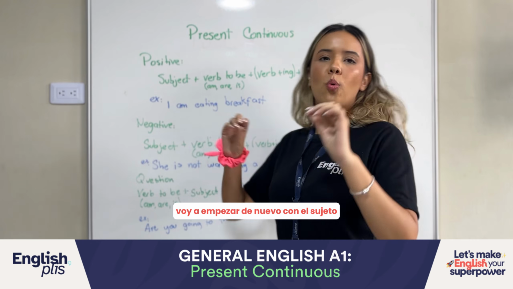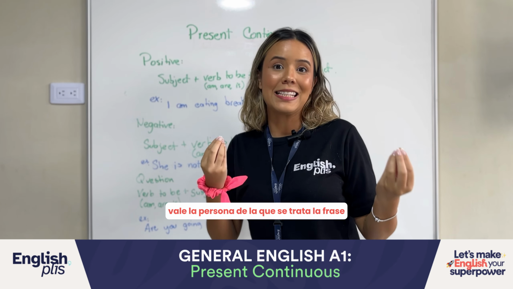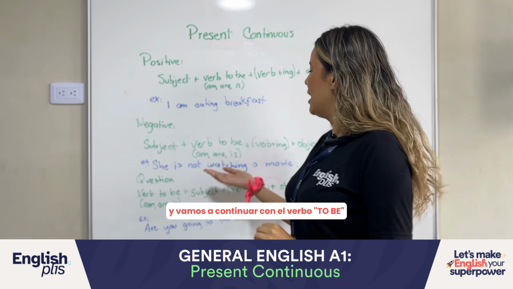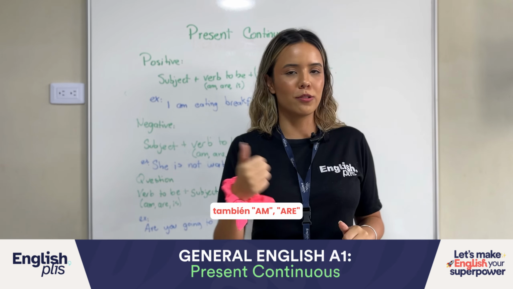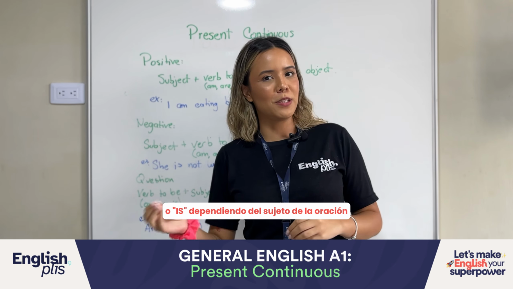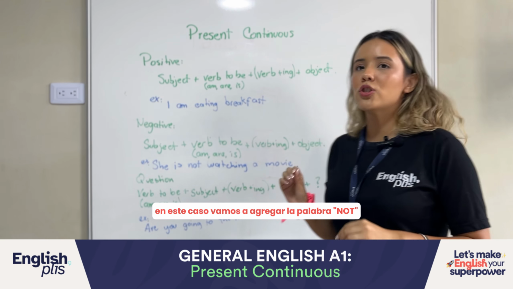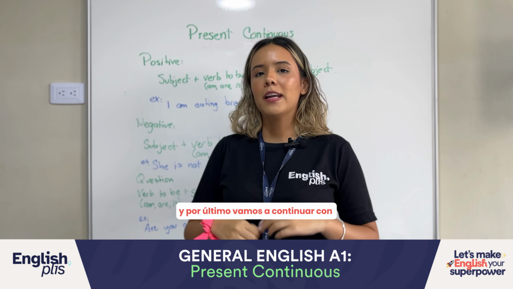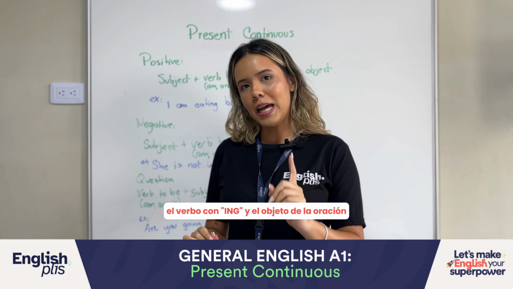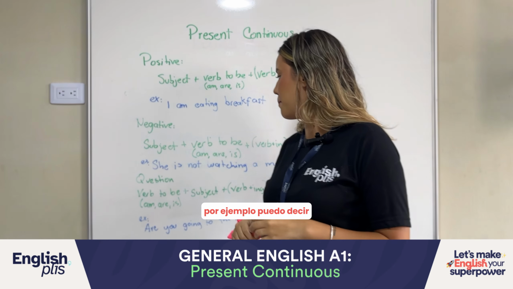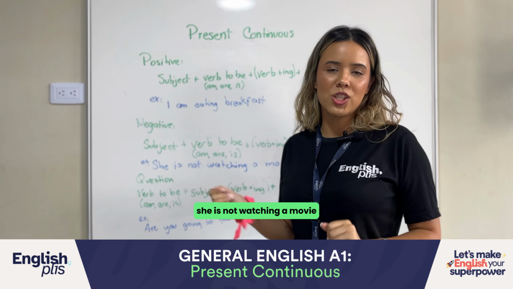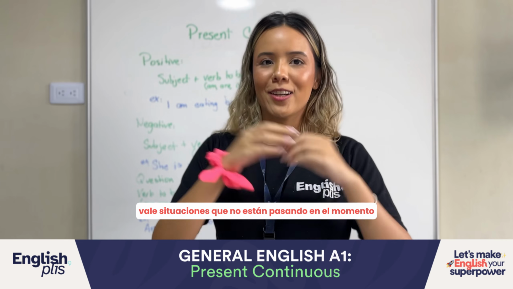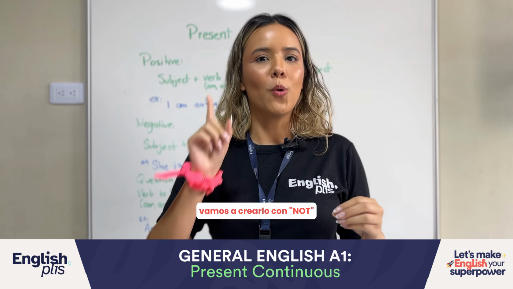I'm going to start again with the subject, okay? The person the sentence is about. It can be a person, an animal, an idea, a situation, it can be anything. And we're going to continue with the verb to be, also am, are, or is, depending on the subject of the sentence. In this case, we're going to add the word not to indicate that it's negative. And finally, we will continue with the verb with ing and the object of the sentence. For example, I can say, she is not watching a movie, or they are not sleeping right now, okay? Situations that are not happening in the moment, we are going to create with not.